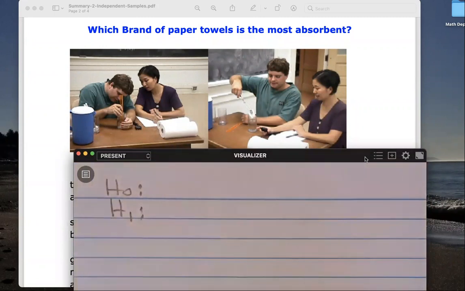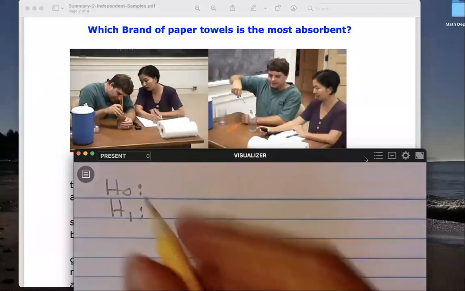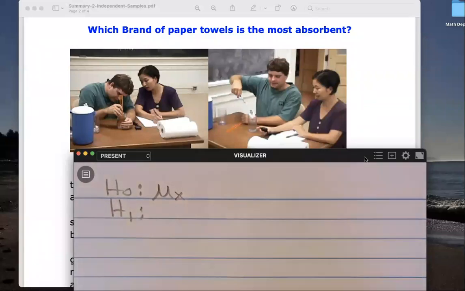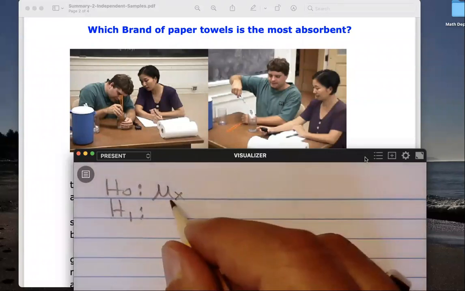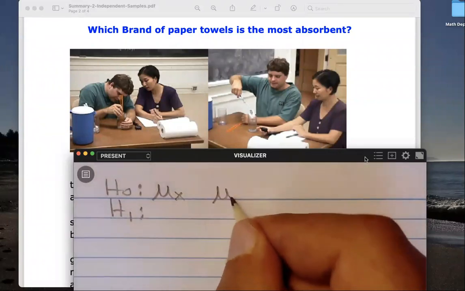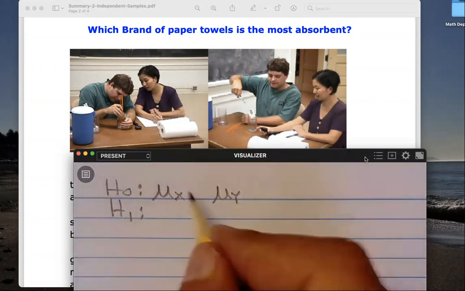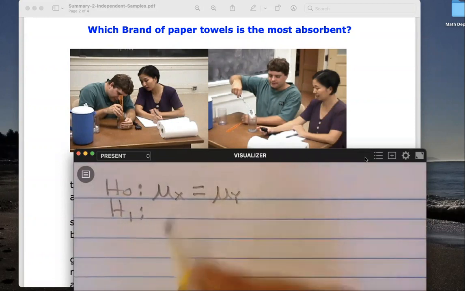Well, we got quantitative data, so it's going to be involving means. So we got two brands. There's the average absorbency of brand X, that's a population mean, and the average absorbency of brand Y. The null says there's no difference between them. Well, that means they're equal. Yeah, and of course, we always have the equal sign in there.